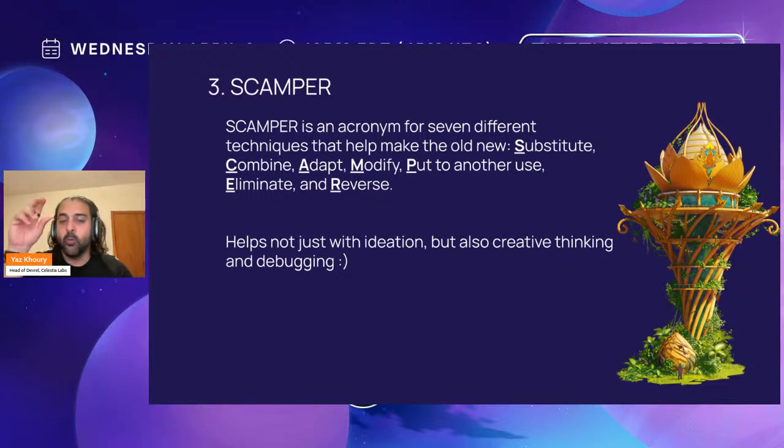One other thing you can do with the P is put to another use. So you have a feature, you have a thing, like your application, your idea. What if you put it to another use than the initial assumption that you had?